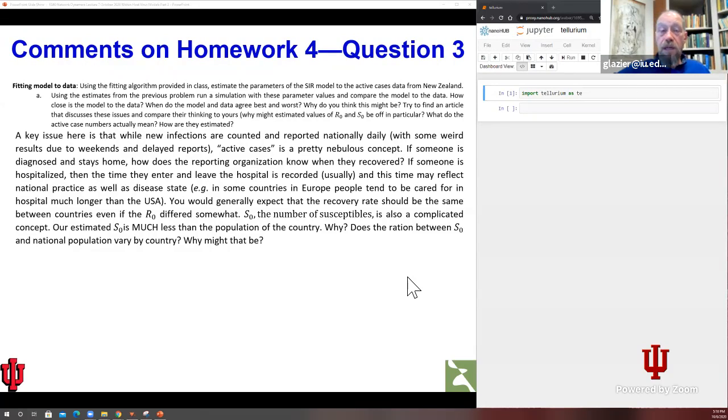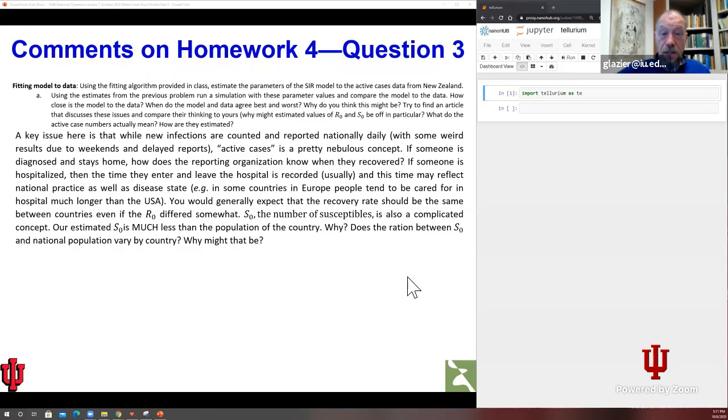But we then switched to the active cases data set, which in principle shows you the upside and the downside of what's going on. The problem is if you actually look into how the active cases are counted, the concept is fairly nebulous. And actually, I think it's on the next slide rather than this slide.